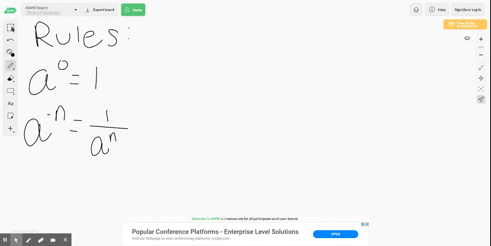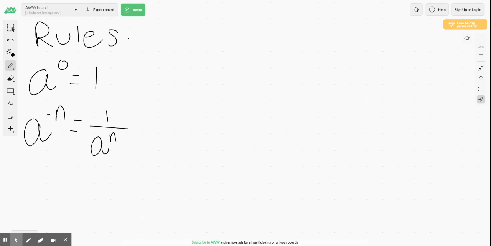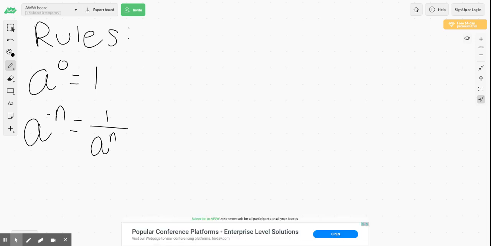Okay, so like I was saying, anything raised to the zero power is always going to be a value of 1. And if you have a base with a negative exponent, you do the reciprocal of it, and then it's going to change into a positive. So your rule here is that you cannot leave a negative exponent in your answer. So let's do some examples here.